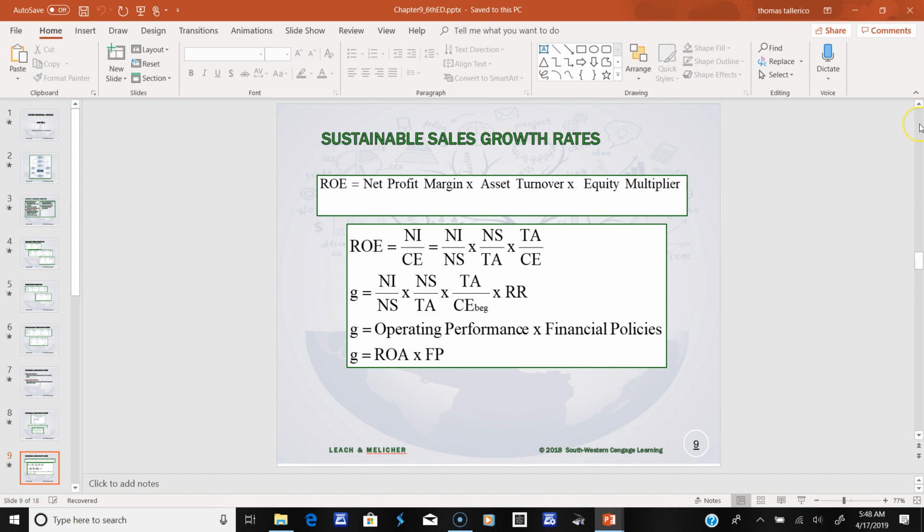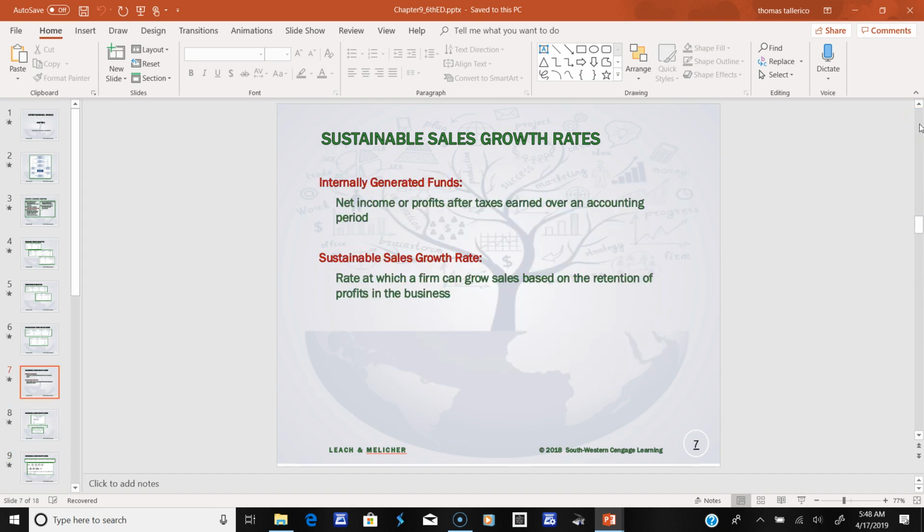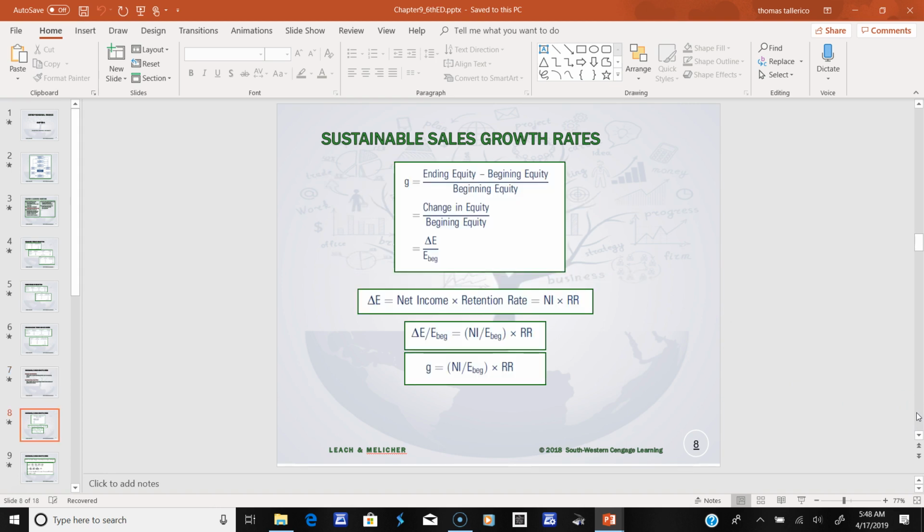Okay, and just as a quick review, the sustainable growth rate is the rate at which a firm can grow sales based on the retention of profits in the business. So if they just keep some profits in the business, it's the rate at which you can continue to grow sales just based on those profits. Sometimes you don't have enough profits, and you've got to go out and get more money.